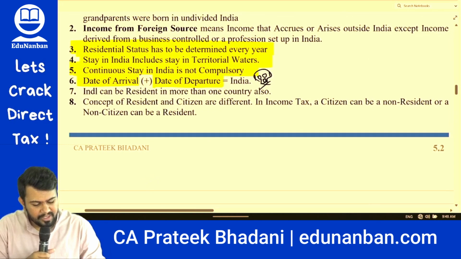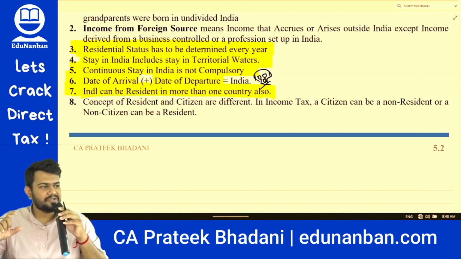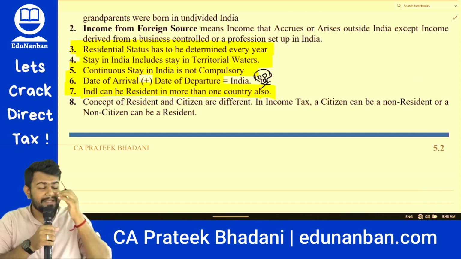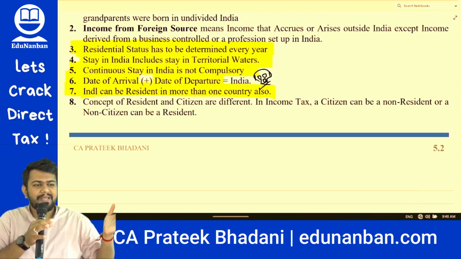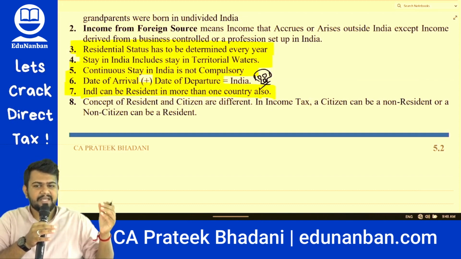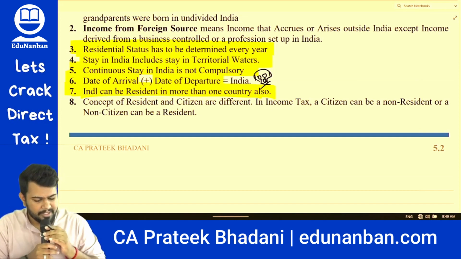Next, an individual can be resident in more than one country also. So is it possible that an individual is resident in more than one country? Answer is yes, very much possible. In such a case, what will happen? He might be taxed twice for the same income, correct? But in such a case, he can take advantage of the double taxation avoidance agreement.